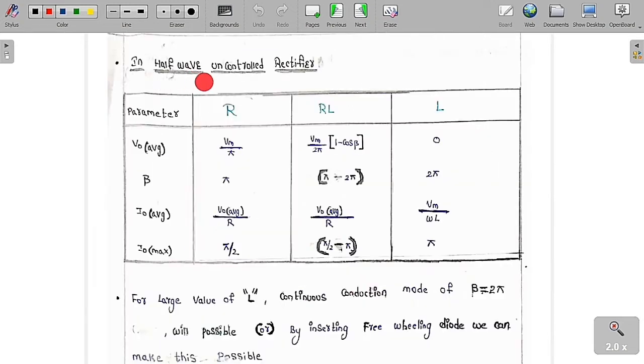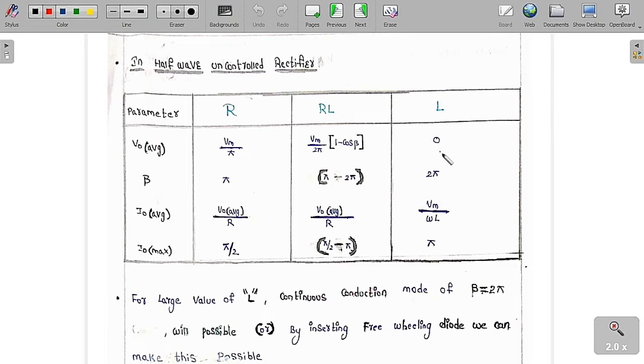So now we are going to discuss the half wave uncontrolled rectifier. Half wave uncontrolled rectifier means simply we can say that it is a diode circuit, a single phase diode circuit. So half wave means only one pulse is going to be present in the output. Uncontrolled means we are going to use the diode. So it's a rectifier, meaning AC to DC. So we are going to compare R load, L load and RL load. So for R load, the average value is nothing but Vm by pi.